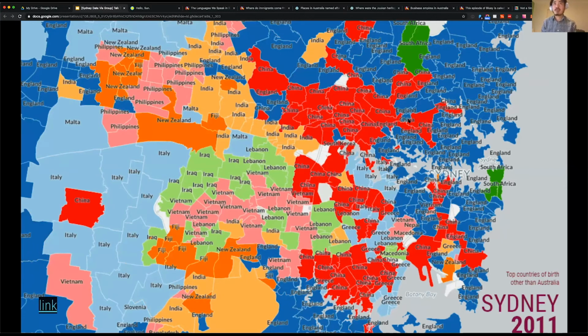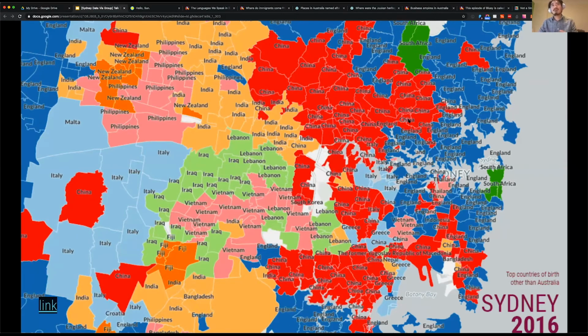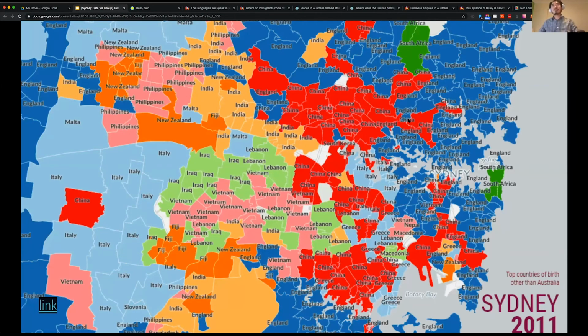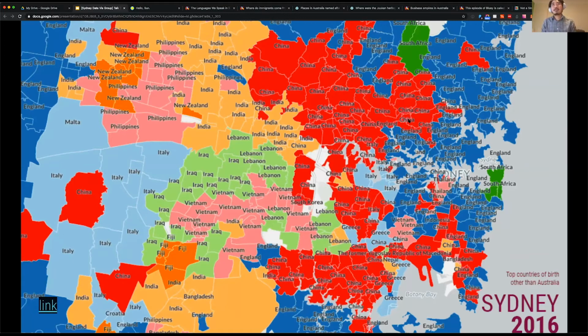This map became very popular because it's very simple. If in a suburb the highest percentage of immigrants came from China, I simply color the suburb red and label the suburb China. Once I have done that for all the suburbs, the capital cities are divided into these regions, or enclaves, you might call it, of different groups.